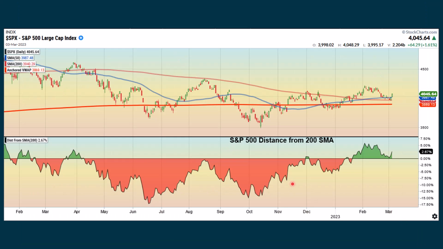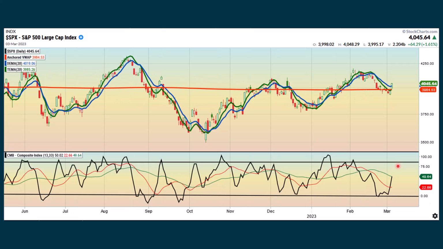This chart is pretty self-explanatory. It's how far we are above or below the 200-day simple moving average. When it's green and going up, that is more positive since we're above the 200-day simple moving average.